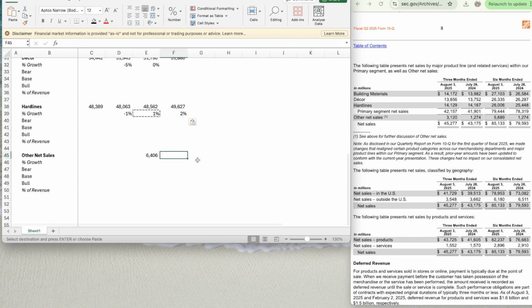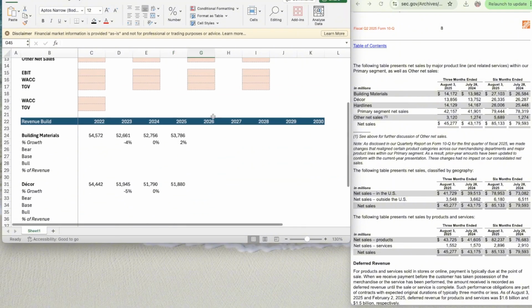Let's call it 9,000. But we have to be careful because this is obviously not right. No, let's just go 6,500. Let's not distort it too much.